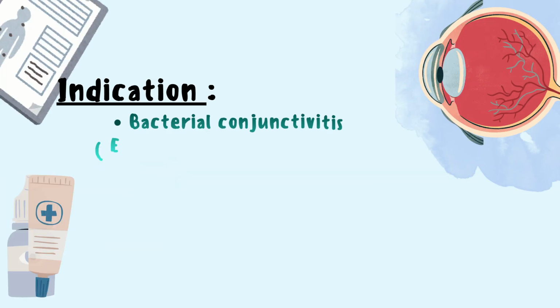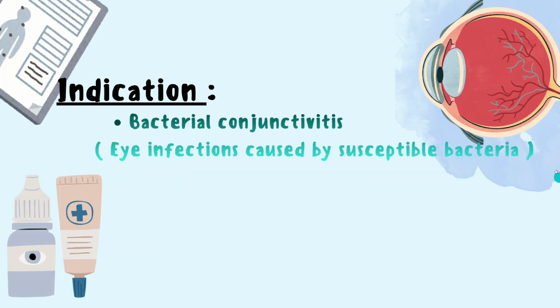So next, Nicol eye drops, which contain chloramphenicol, are indicated for the treatment of bacterial eye infection, particularly conjunctivitis caused by susceptible organisms. By using Nicol eye drops, it can help to eliminate bacteria and relieve symptoms such as redness, discharge, or irritation on your eye.